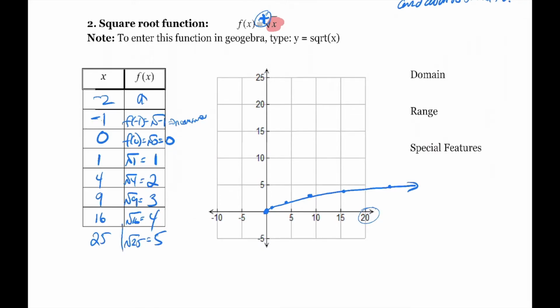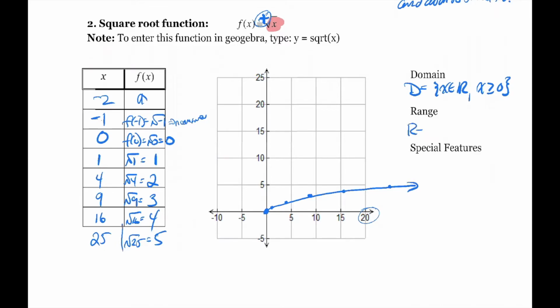So let's look at the domain of this. Here we're going to see that the domain is something different than we've ever seen before. In the past, x was any real number, but in this case, x can only be certain values. In this case, x can only be greater than or equal to 0. In other words, we can only square root a number that's either 0 or positive.